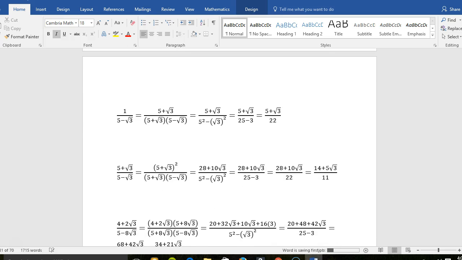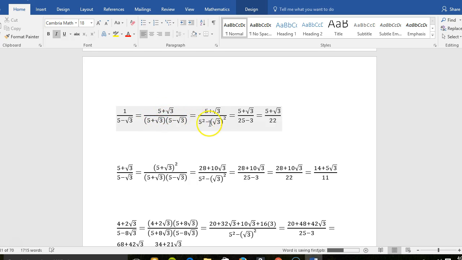Now let's say I don't have x's. Let's just say I got numbers. Like 1 over 5 minus radical 3. You just stick the conjugate, 5 plus radical 3. Notice with conjugate, we only negate the middle. We don't negate both terms. We only negate the radicals. So we got 5 plus radical 3 here and here.